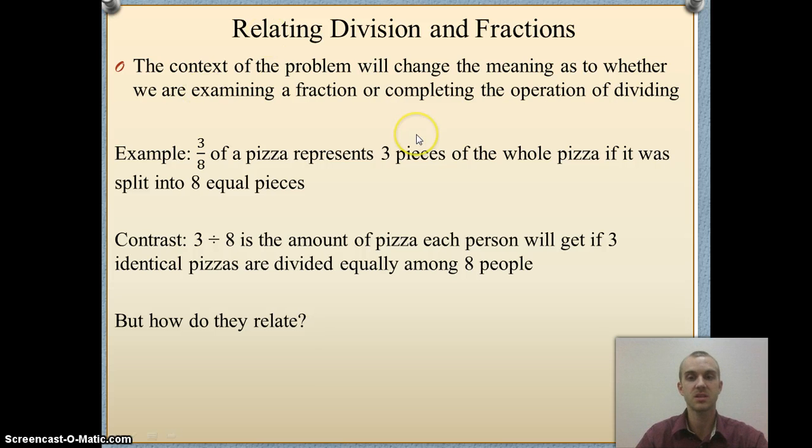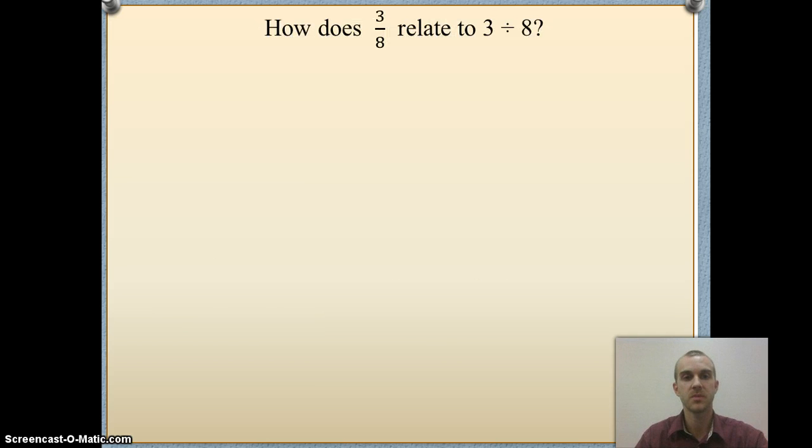So if we take a pizza, split it 8 ways, we're looking at 3 of the 8 pieces of that single pizza. But when we see 3 divided by 8, that would be saying we have 3 pizzas that we're splitting among 8 people. So how can we relate these two?